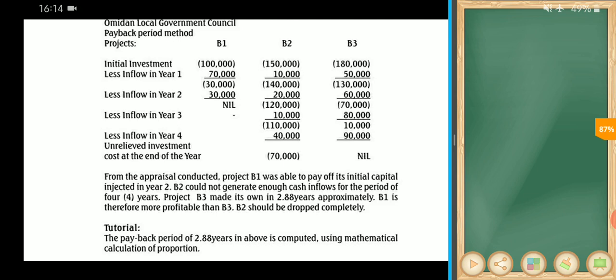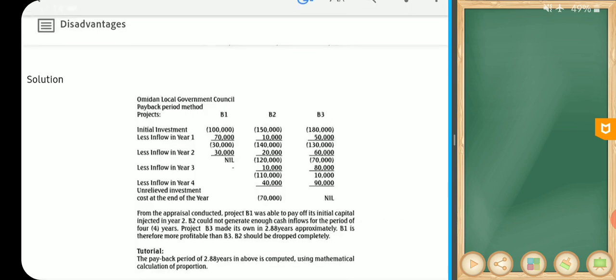Then they said from the appraisal conducted, Project B1 was able to pay off its initial capital injected in year 2. B2 could not generate enough cash flow for the period of 4 years. Project B3 made its own in 2.88 years approximately. Here they use 2.88 years, so you can either use 2.88 years or use 2 years, 10 months. Therefore, B1 is more profitable than B3, and B2 should be dropped completely.